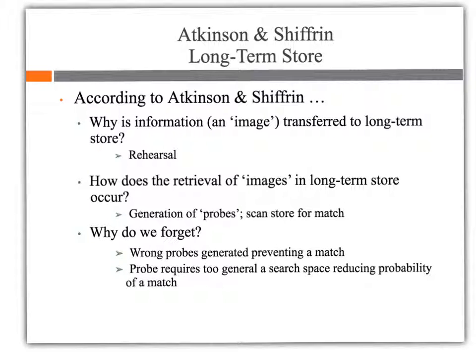So according to Atkinson and Shiffrin, why is information transferred to long-term memory? This occurs through rehearsal. And how does the retrieval of information and images in long-term store occur? Through the generation of probes. You scan your memory store for a match. And why do we forget? Because you have the wrong probes generated, preventing a match.